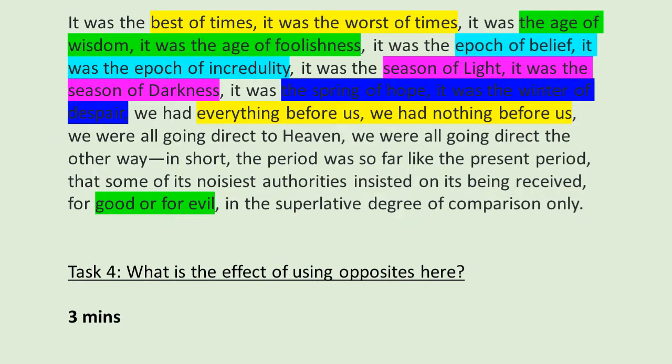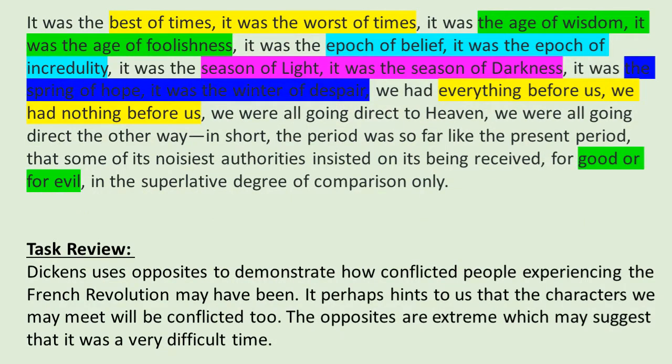Consider, what is the effect of using opposites here? Pause the video for 3 minutes to jot down your ideas. So Dickens uses opposites to demonstrate how conflicted people experiencing the French Revolution may have been. It perhaps hints to us that the characters we may meet will be conflicted too. The opposites are extreme, which may suggest it was a very difficult time.